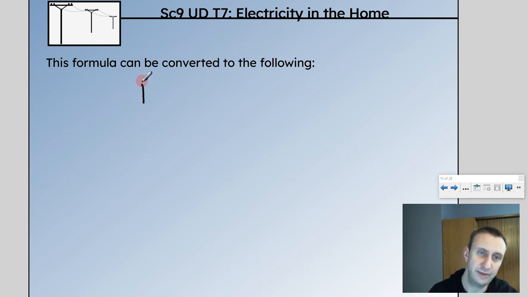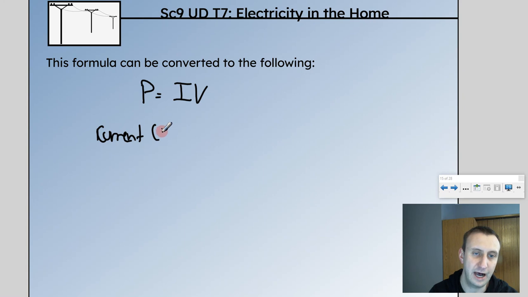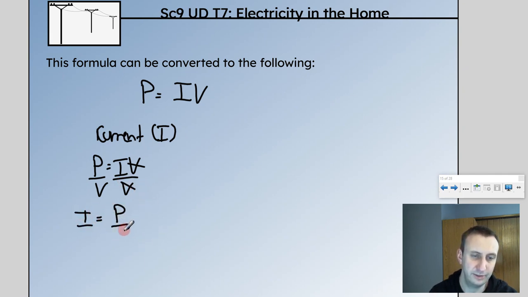Now, P equals IV can be converted to two different forms as well. If I want to solve for current, which is of course the I, then I'd start out with the original formula, P equals IV. I need to get rid of V. So the way that I get rid of V so that I can get I alone on this side is I divide both sides by voltage. That will cancel out voltage over here, and I end up with current is equal to power divided by voltage.